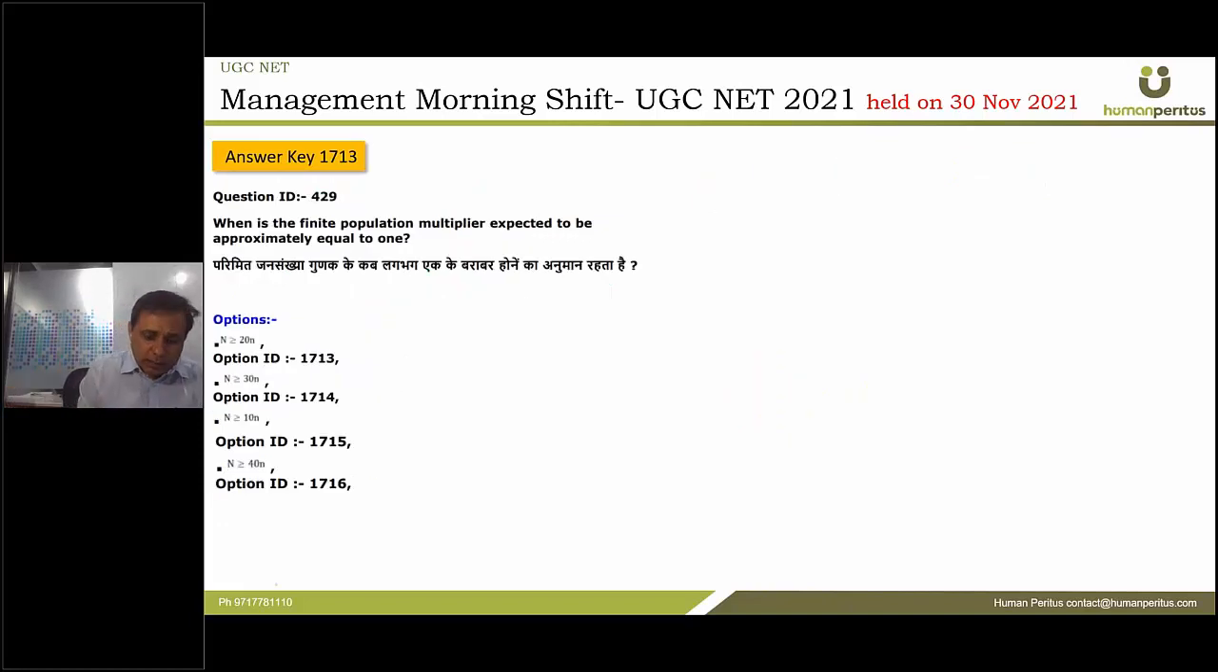Next one. What is finite population multiplier and when is it expected to be 1? So guys, what do we know? We know that our standard deviation of sampling distribution is given by what?